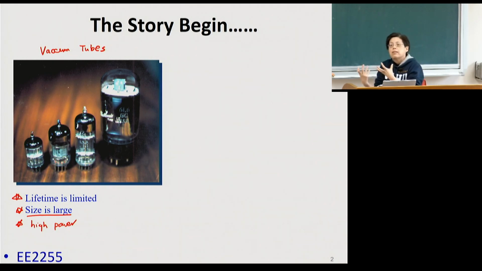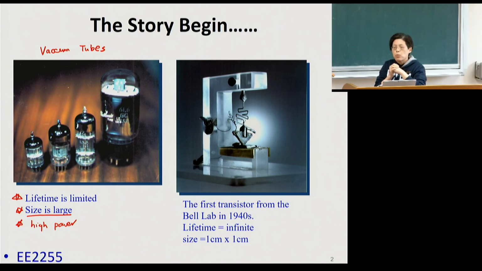And then the lifetime is limited because they burn out easily, because a large amount of power goes through these devices, and your electrodes burn out easily. Therefore, they need to go in and change all the light bulbs constantly. Okay? So then people start to think about why they would want to do the switch through a vacuum tube.